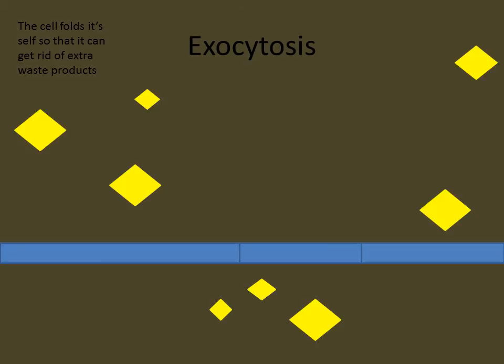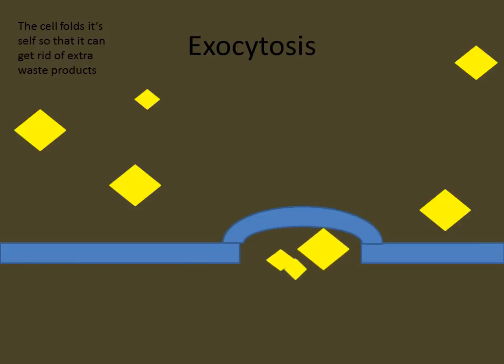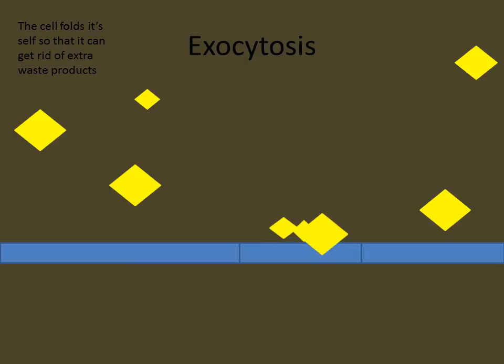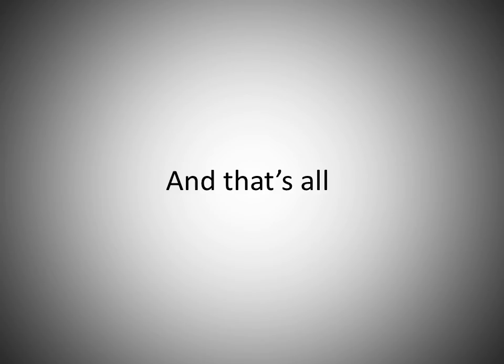Exocytosis, the cell folds itself so it can get rid of extra waste products. That's pretty simple. It also goes the reverse way, where it will fold to collect products. That's all. That's really it.